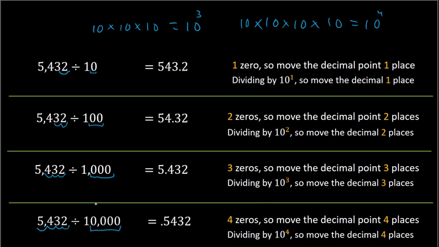This is the same logic as multiplying by a power of 10. With division, the decimal point moves to the left. With multiplying, the decimal point moves to the right.